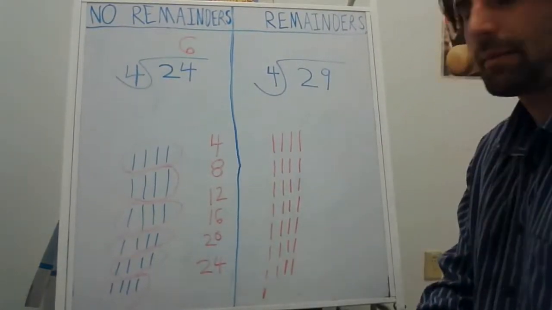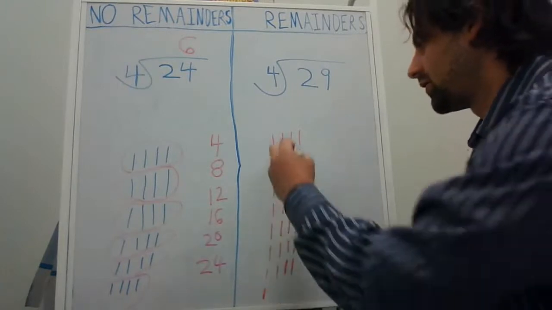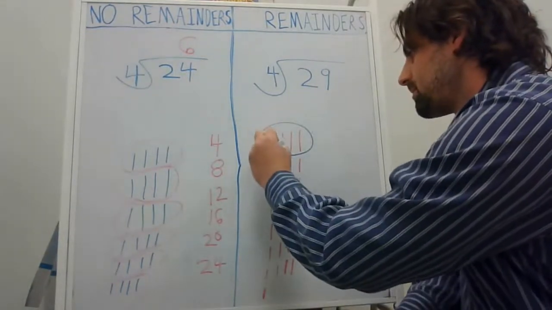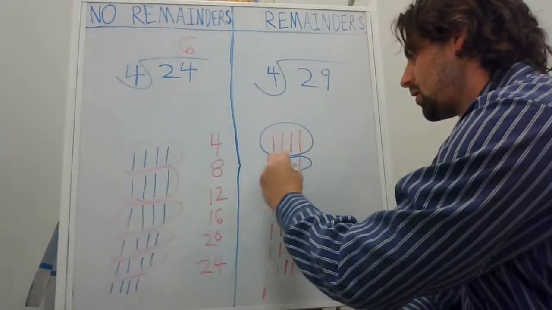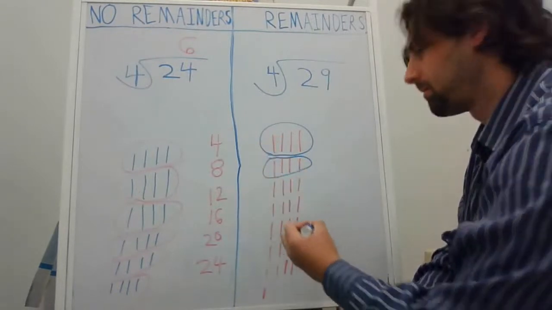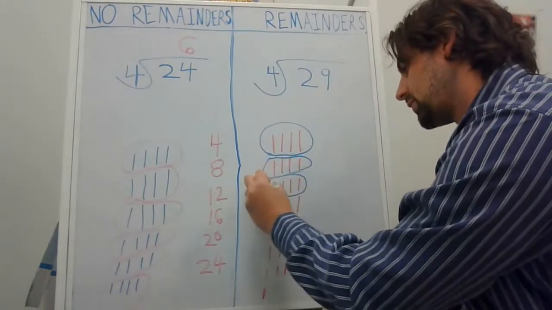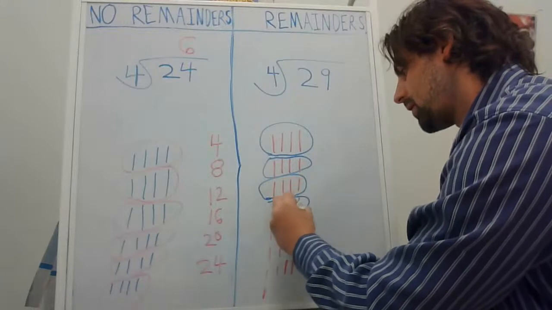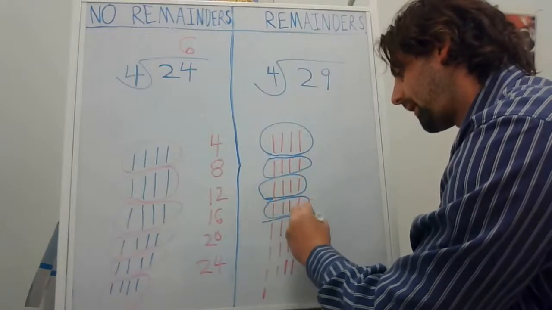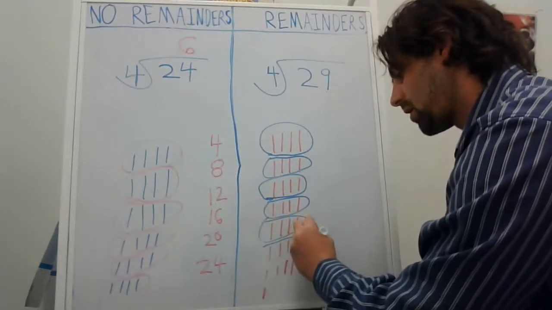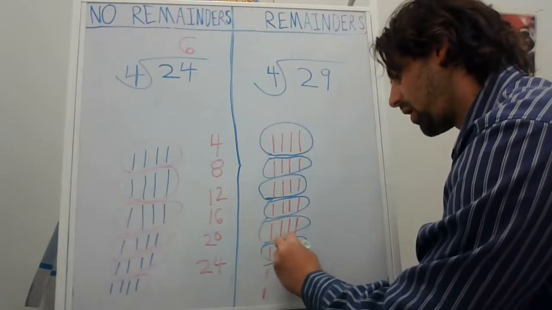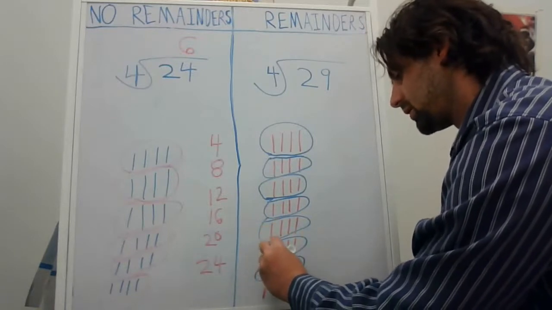So now I'm going to count how many groups of 4 I have. So this is 1 group of 4, 2 groups of 4, 3 groups of 4, 4 groups of 4, 5 groups of 4, 6 groups of 4, 7 groups of 4.